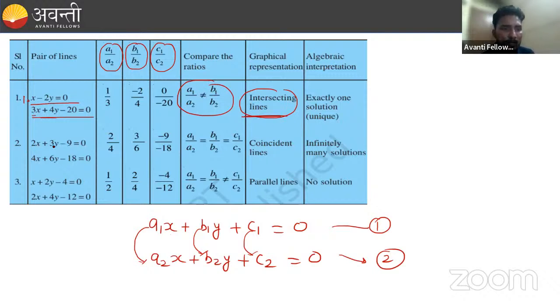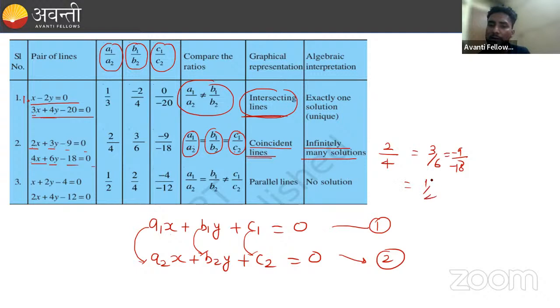Here you can see this is 2x plus 3y minus 9 is equal to 0 and 4x plus 6y minus 18 is equal to 0. So if the ratios A1 by A2, B1 by B2, and C1 by C2, all three are equal, then we can say that it is coinciding and we will get infinitely many solutions. It means you can see 2 by 4 is equal to 3 by 6 is equal to minus 9 by minus 18. Every time you will get 1 by 2 only. All are equal to 1 by 2.